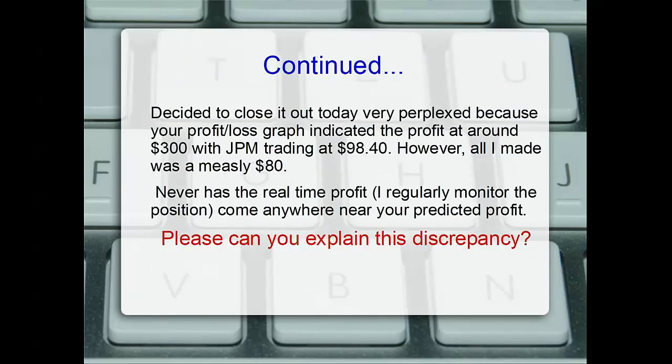Now, his question continued. He said, I decided to close it out today very perplexed because the profit and loss graph indicated the profit around $300 with JP Morgan trading at 98.40, which is where the stock was this morning, and I think it closed at about 98.20, 98.30. However, all I made was a measly $80. Never in this trade did the real-time profit, I was regularly monitoring the position, come anywhere near the predicted profit from the Power Options profit and loss chart. Can you explain this discrepancy?